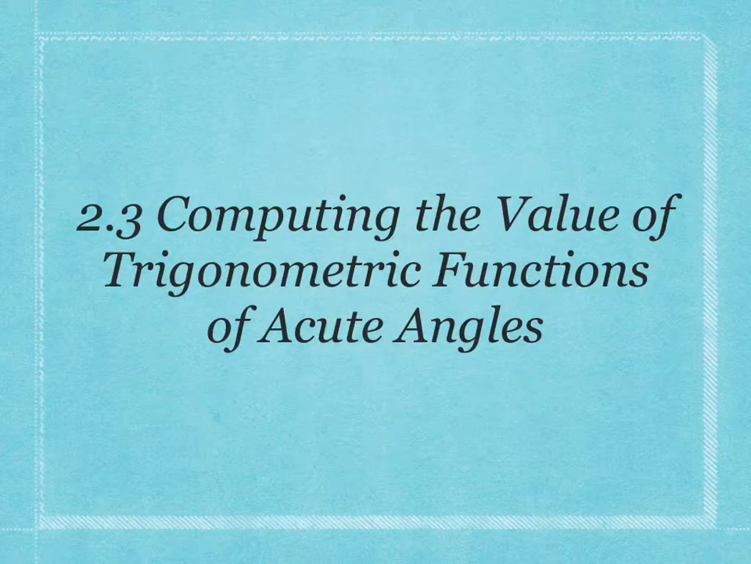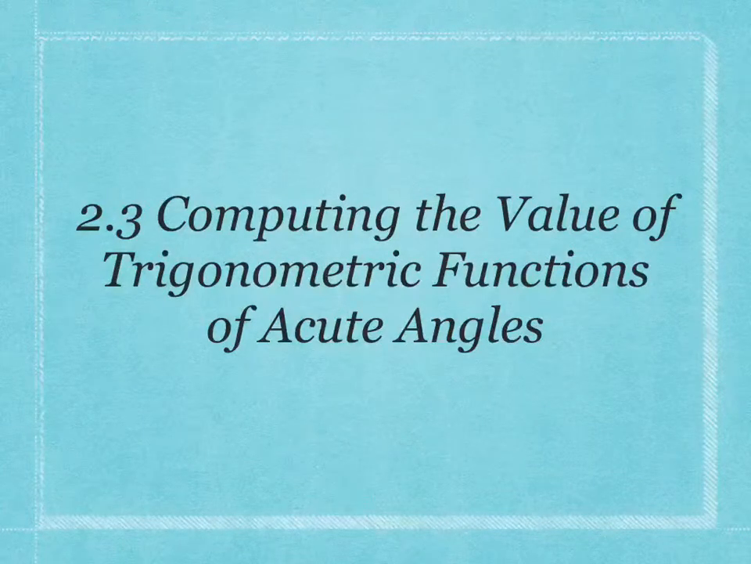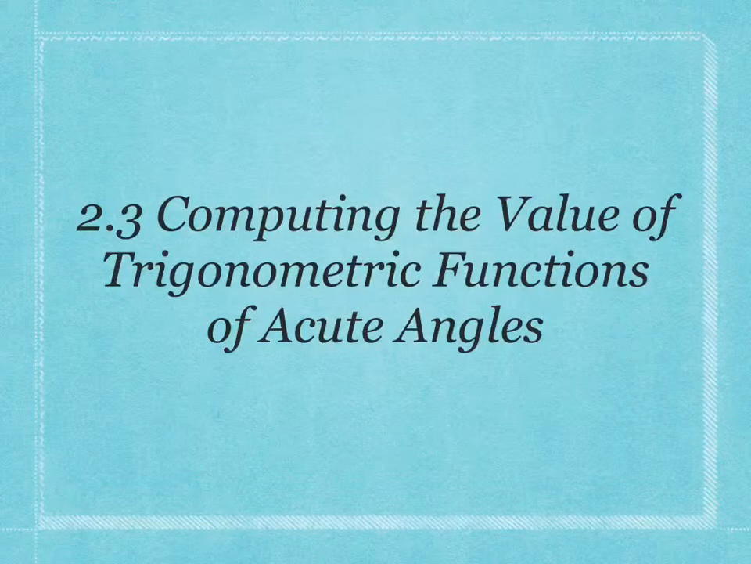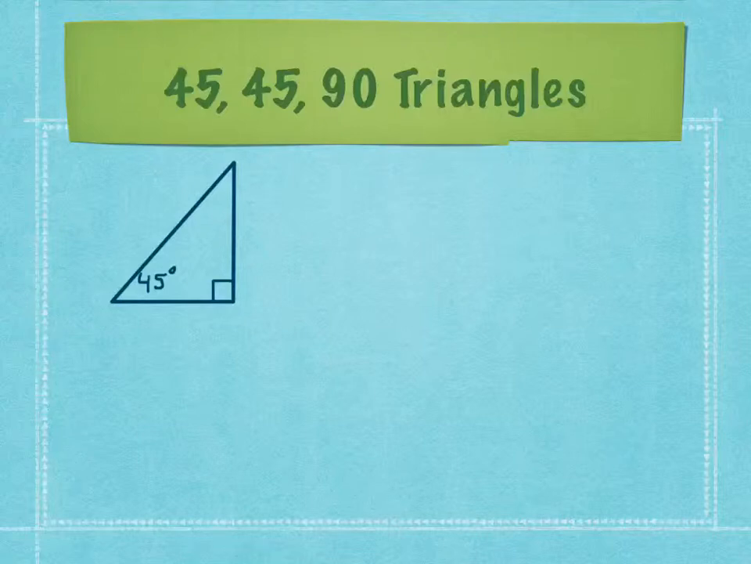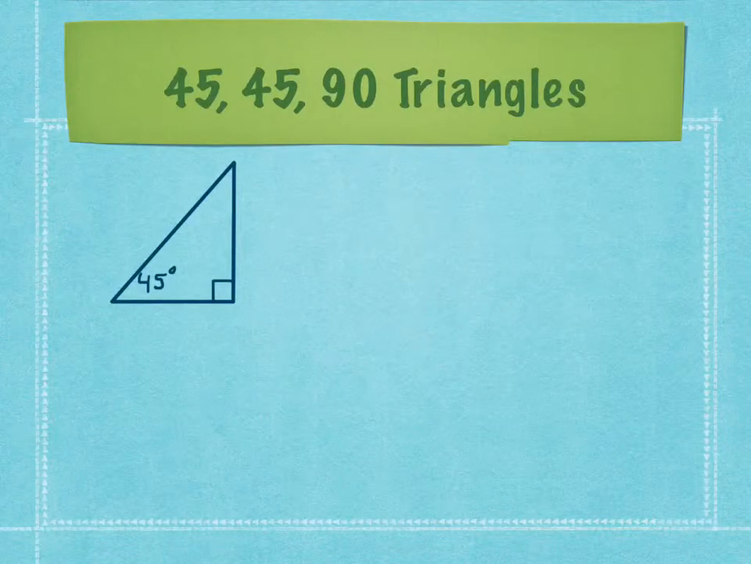All right, so this section is talking about computing the value of trigonometric functions of acute angles. So we're working specifically with acute angles. What are acute angles? Less than 90, very specifically between 0 and 90, right? And there are two sets of angles in particular that we see used a lot in trig. One of those sets of angles occurs with a 45-45-90 triangle. So I want to start with that kind of a triangle.